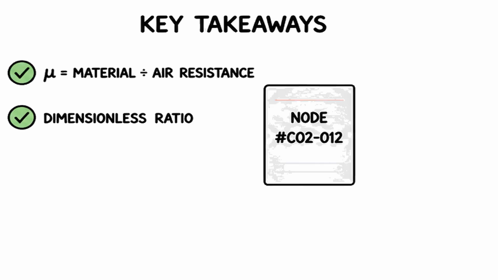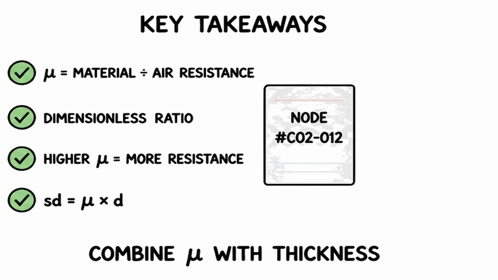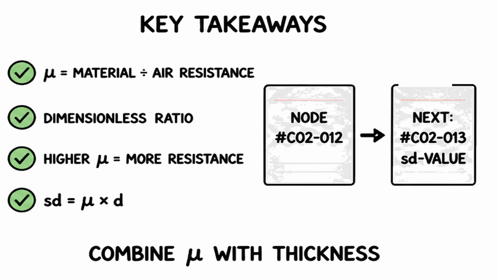Key takeaways. Mu is a dimensionless ratio compared to still air. Higher mu means greater diffusion resistance. Mu alone does not describe a wall. Combine mu with thickness to get SD, and see node C02-013 next.